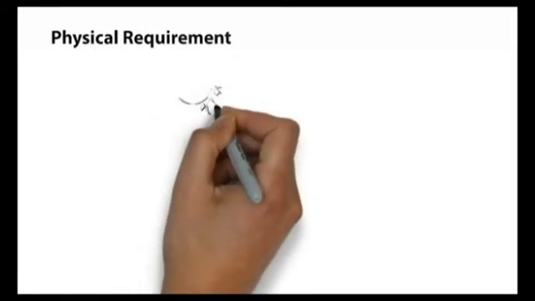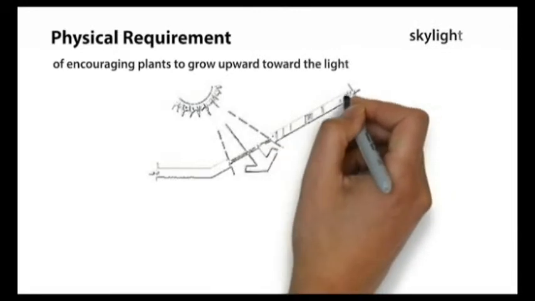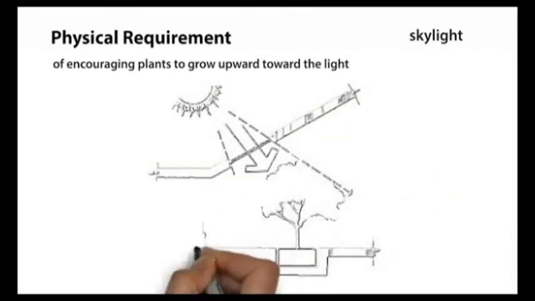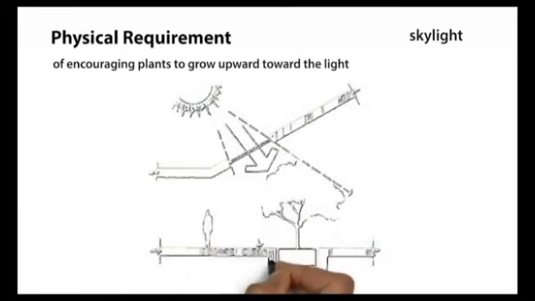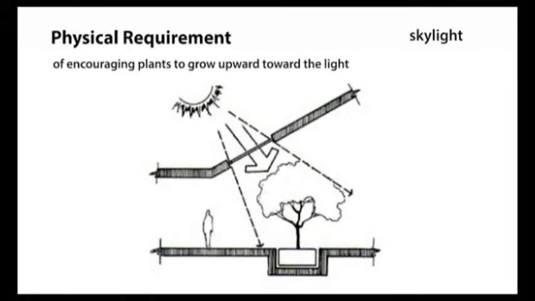Physical requirements of plants. Firstly, light. Skylight. Advantage of encouraging plants to grow upwards towards the light. Skylight and consideration. Skylights and plants are more effectively related if they are not aligned in a plan but aligned for an angle of the sun to hit the plants.